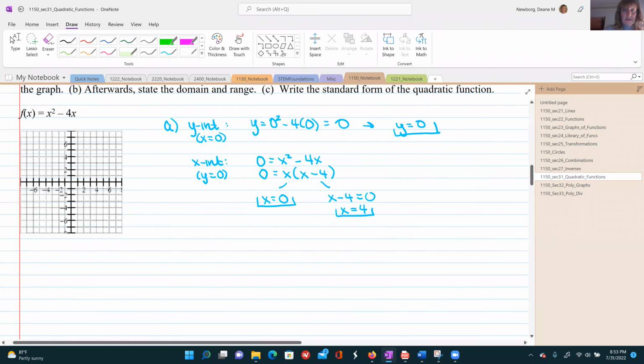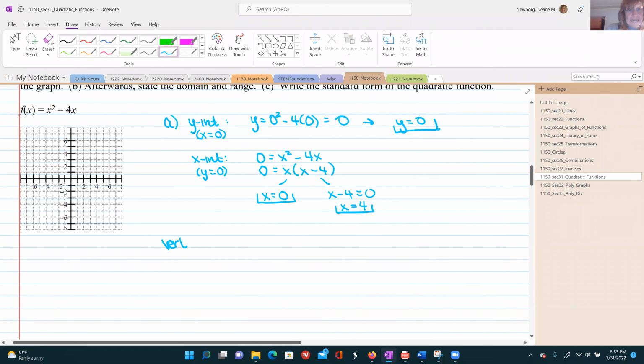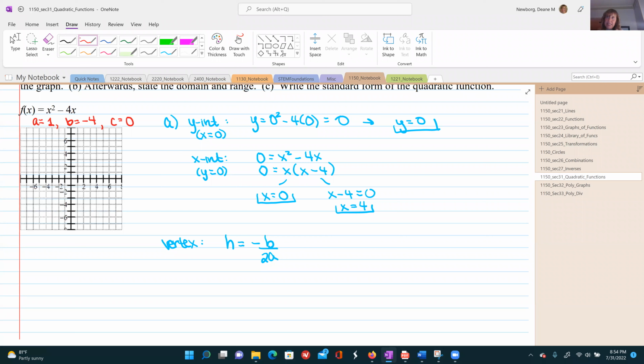Okay, now the vertex. This one is not in standard form because we don't have parentheses squared. So it's h equals negative b over 2a is the formula. And in this problem, the a is the number in front of x squared, so a is 1. B is the number in front of x, so b is -4. And we don't really need c, but if we were using the quadratic formula, we would say c is 0. There is no number being added on at the end.